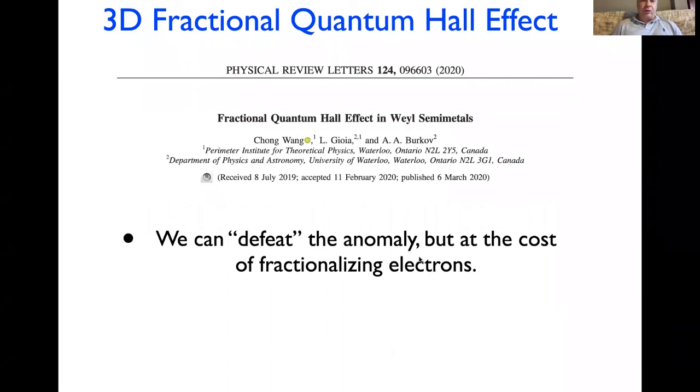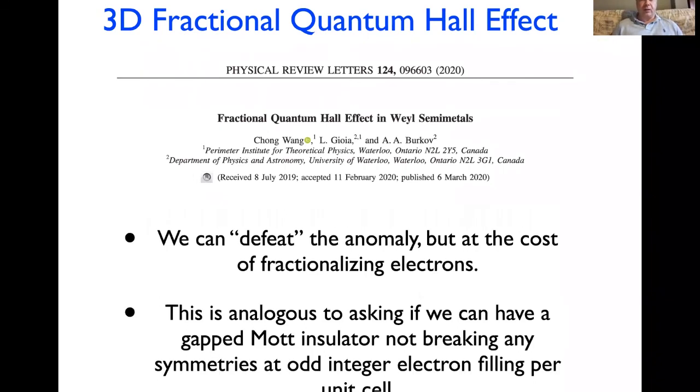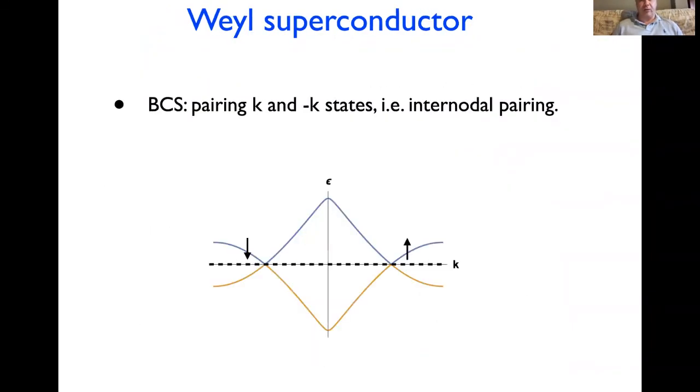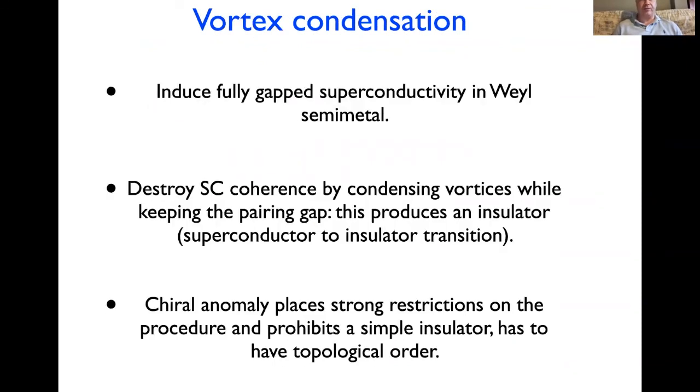And so it turns out that we can indeed, quote unquote, defeat the chiral anomaly in this case, but only at the cost of fractionalizing electrons and inducing a very interesting state that can be thought of as a three-dimensional analog of the fractional quantum Hall effect. So let me very briefly describe how we arrive at this conclusion.